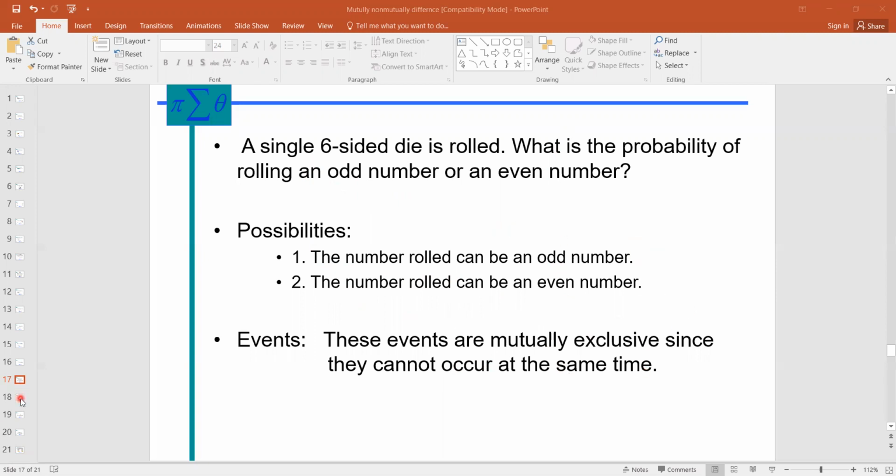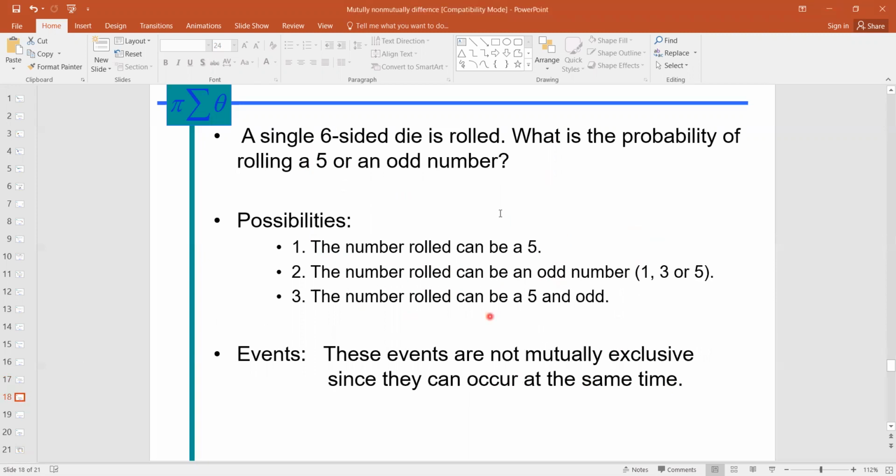Now let us take another example. A single 6-sided die is rolled. What is the possibility of rolling a 5 or an odd number? So here again, we can write the possibilities to simplify the problem. As here again, we have the word "or", this is a problem of the additive rule. So to choose the appropriate rule, whether it is mutually or non-mutually exclusive, we have to write the possibilities here.